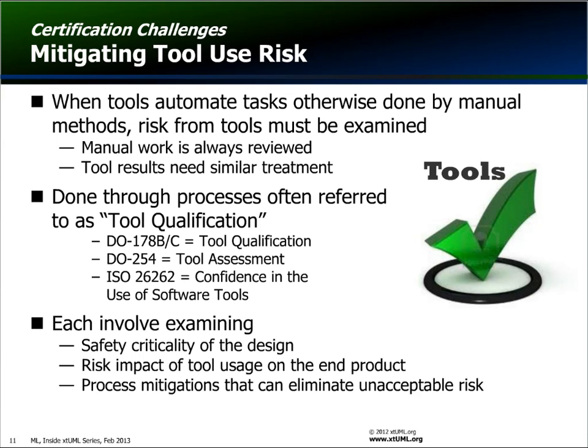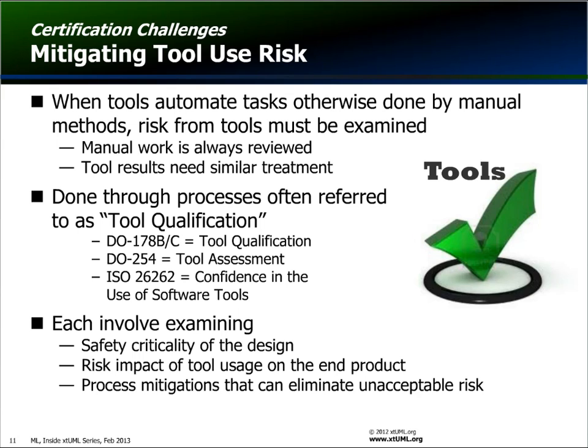Now, a lot of folks refer to this process as tool qualification, though the specific terminology can certainly vary by which standard you're talking about, as you can see here. For example, in DO-178B or C, which is one of the more foundational software standards, they call it tool qualification. In DO-254, the process is called tool assessment, and it might lead to tool qualification. In ISO 26262, the new automotive standard, it's called confidence in the use of software tools. So even though these different standards have different names for what they're doing, there are some similarities in what each of them requires. There's three main things really.